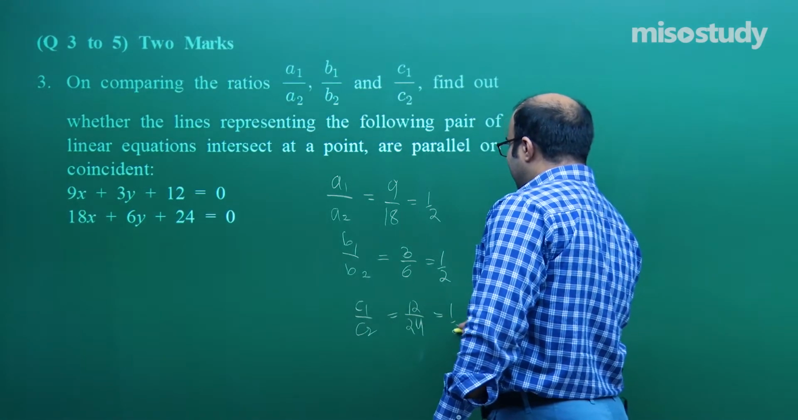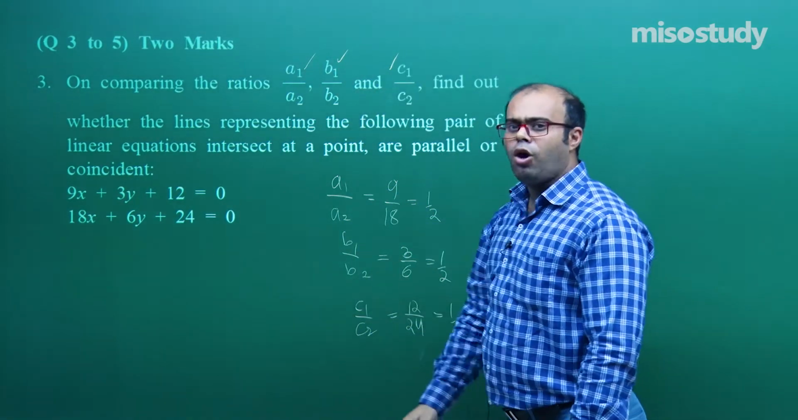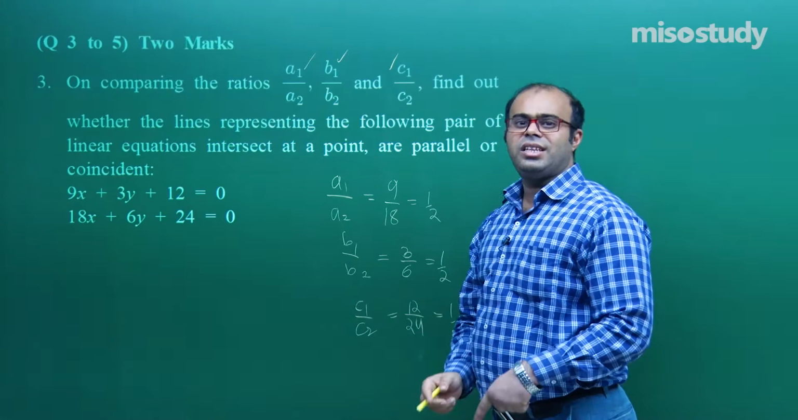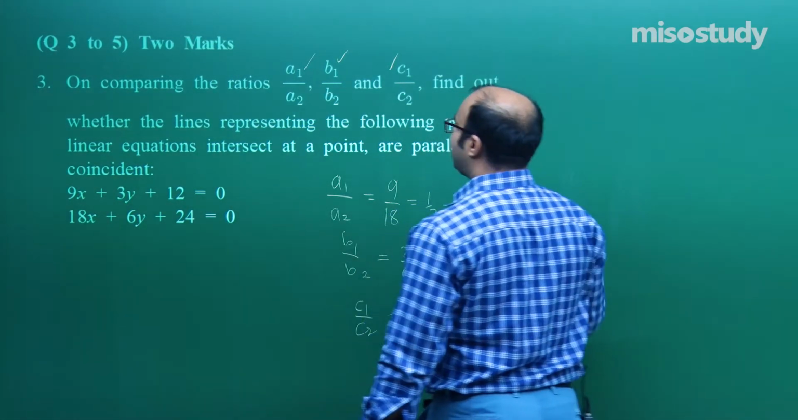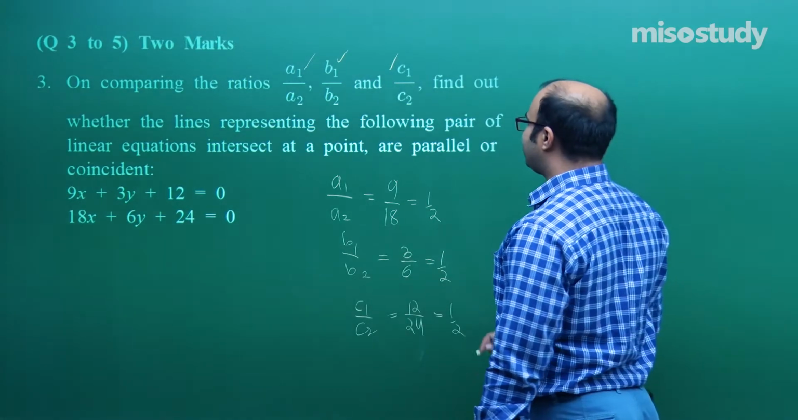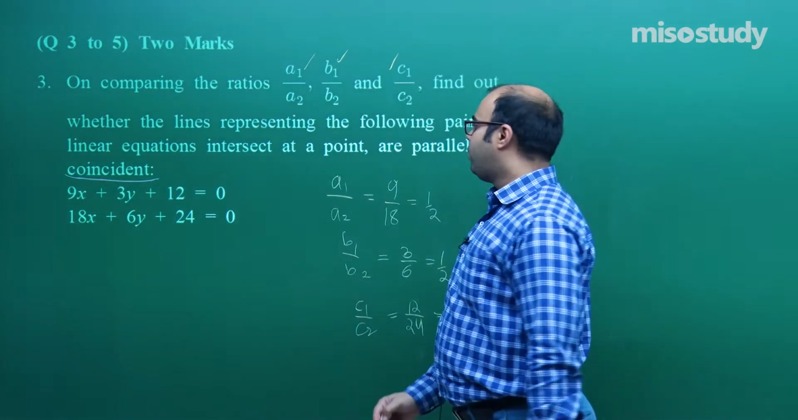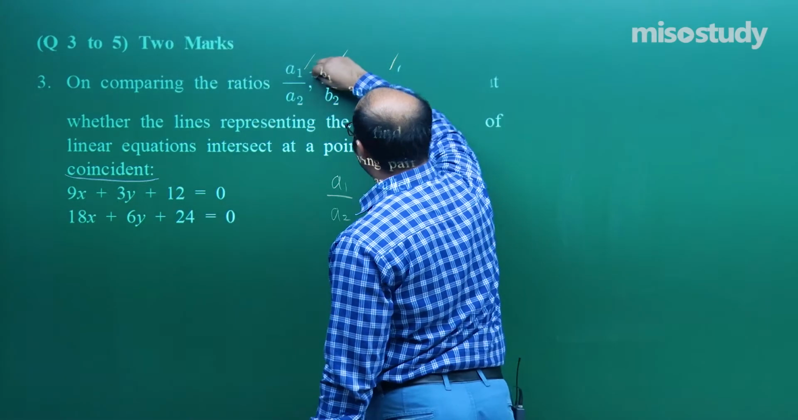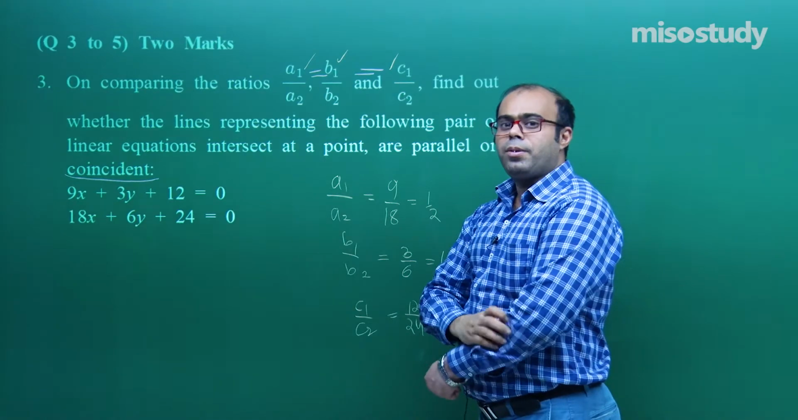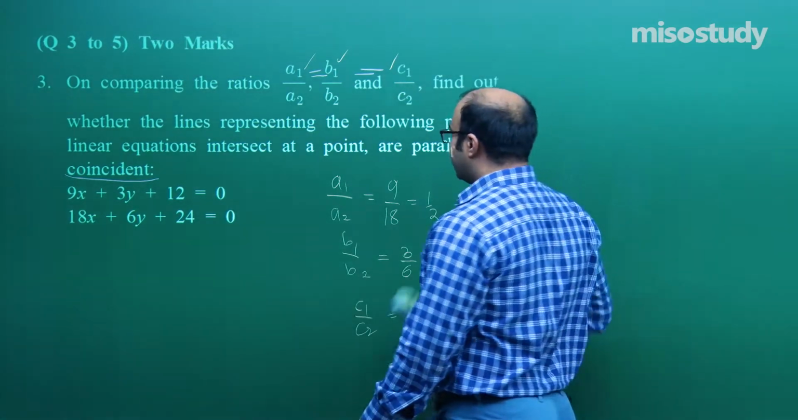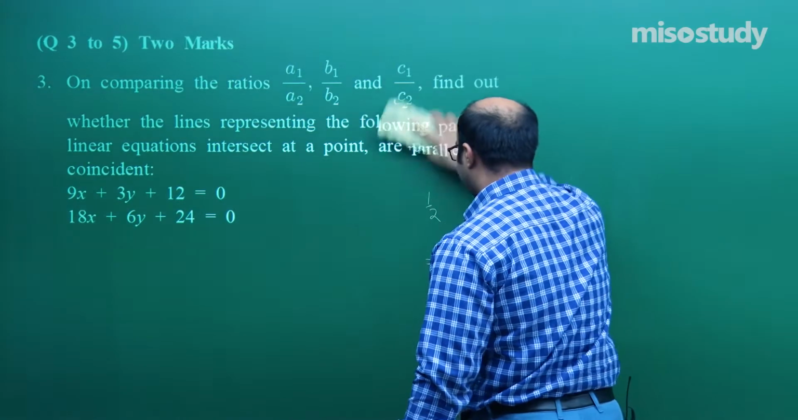So we see that here a1/a2, b1/b2 and c1/c2 are all equal. If they are all equal, then this is a case of coincident lines. That means this pair of linear equations represents coincident lines. This is your answer: a1/a2 = b1/b2 = c1/c2. That means this is a pair of coincident lines, right, students? So you have to remember the conditions for various cases here.